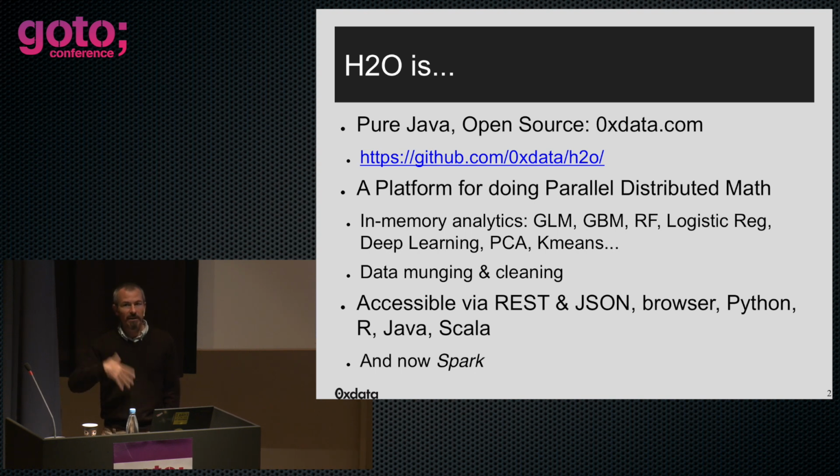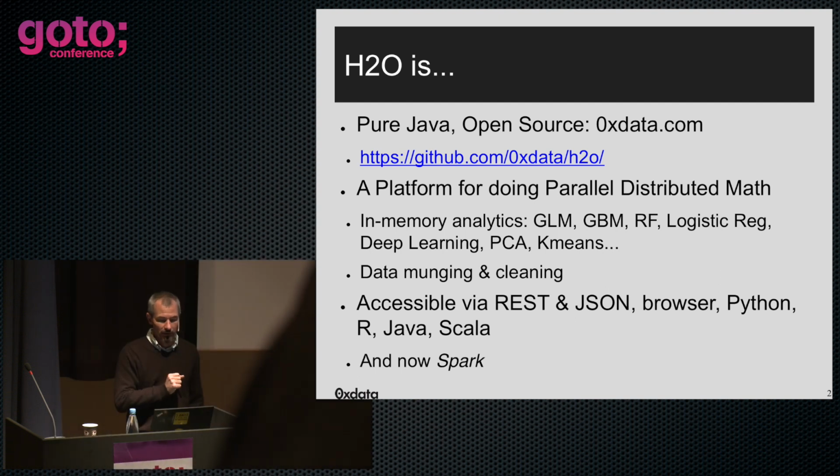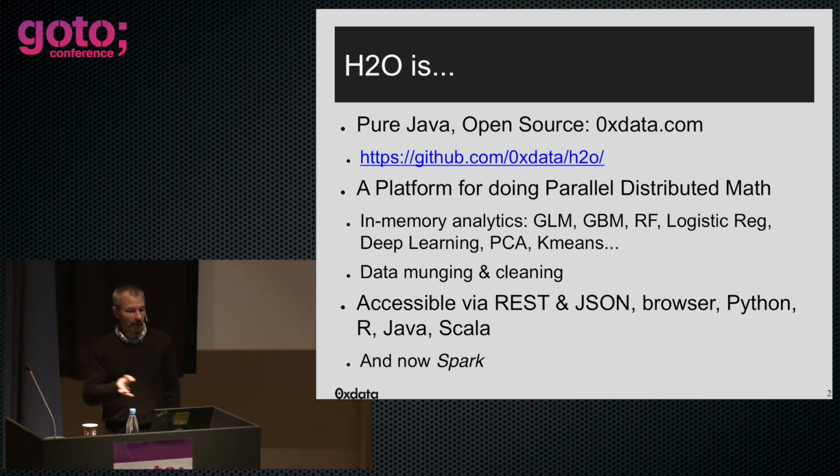Given a platform for parallel distributed math, what does that mean? Well, besides being able to do any kind of generic math you want, we're building high-end machine learning algorithms: logistic regression, generalized linear modeling, gradient boosted methods, random forest, deep learning, neural nets, on and on, a bunch of stuff. So I'll go hand in hand with that.